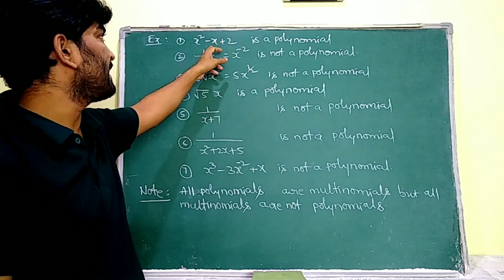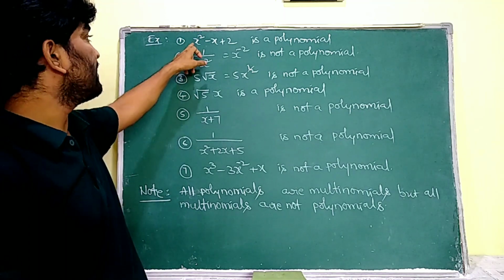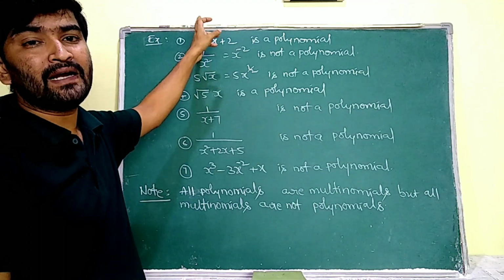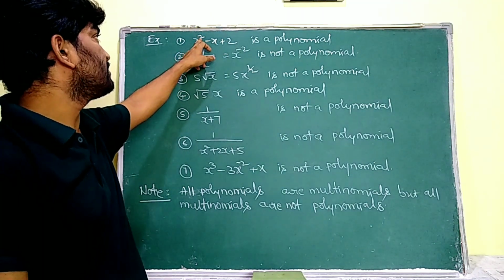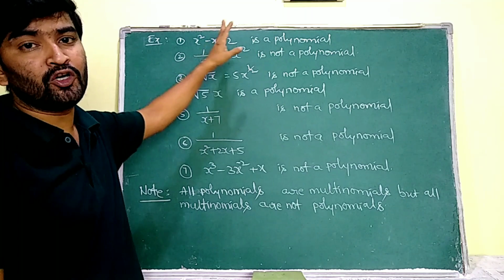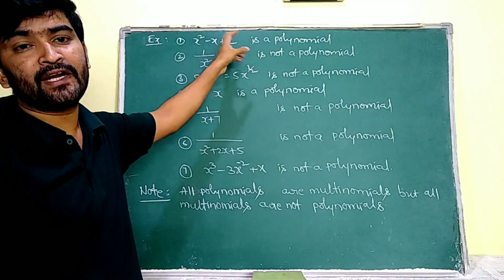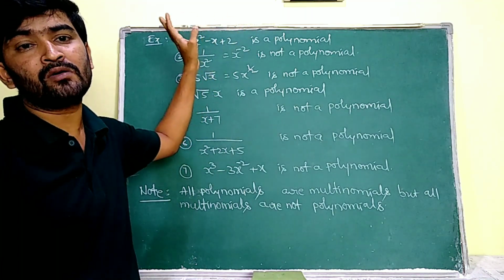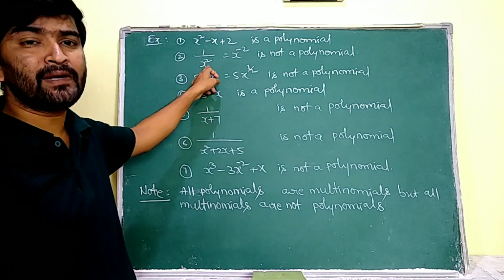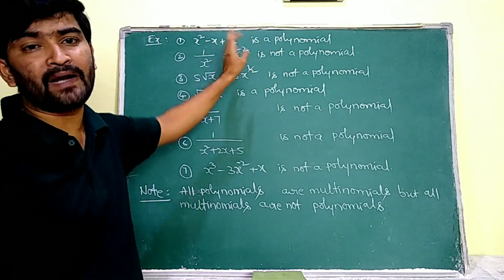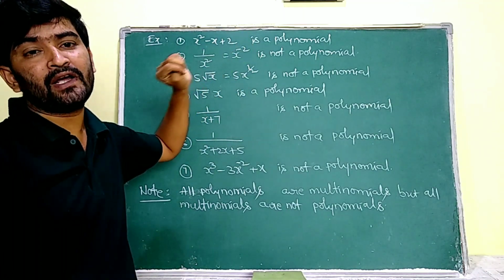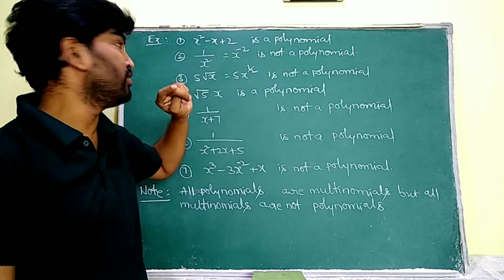That is x square minus x plus 2. Here, all these 3 terms have positive integers as powers. Here it is power 2, here power 1, here power 0. So it is a polynomial because there is no negative power, no decimal power and no fractional power. Coming to the second one, 1 by x square. 1 by x square is nothing but x to the power of minus 2. Here see, the variable x has a negative power. Okay, so it is not a polynomial.